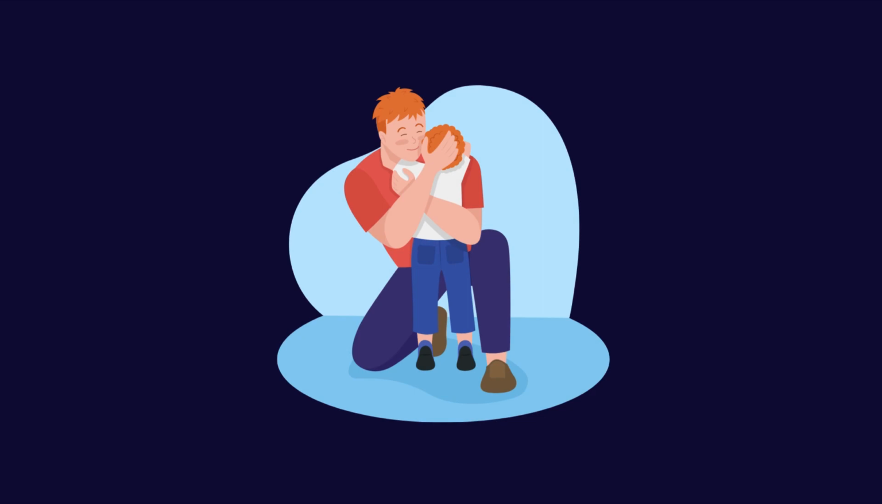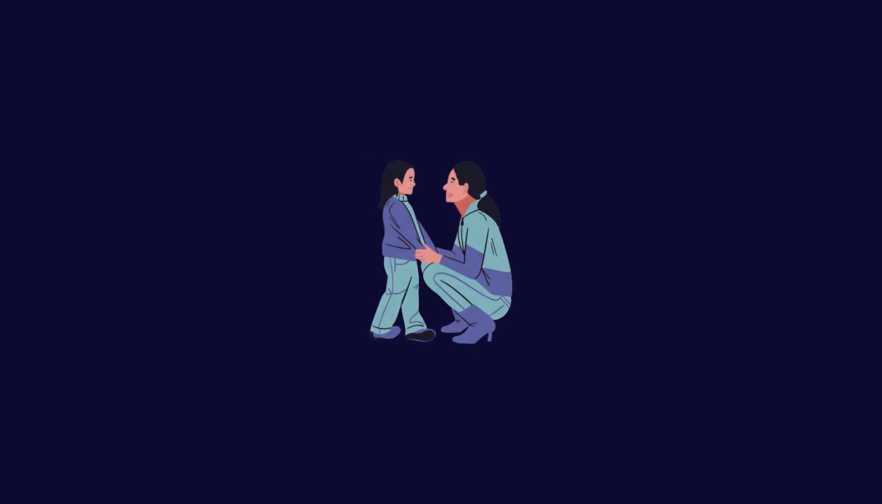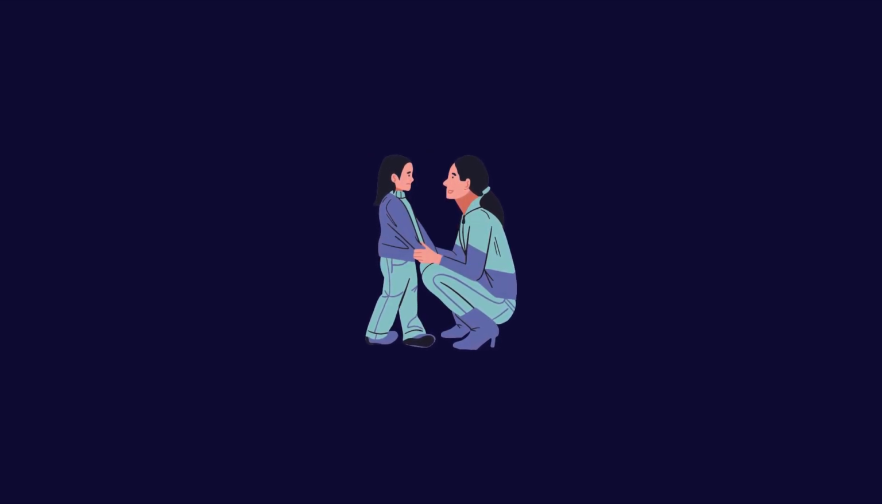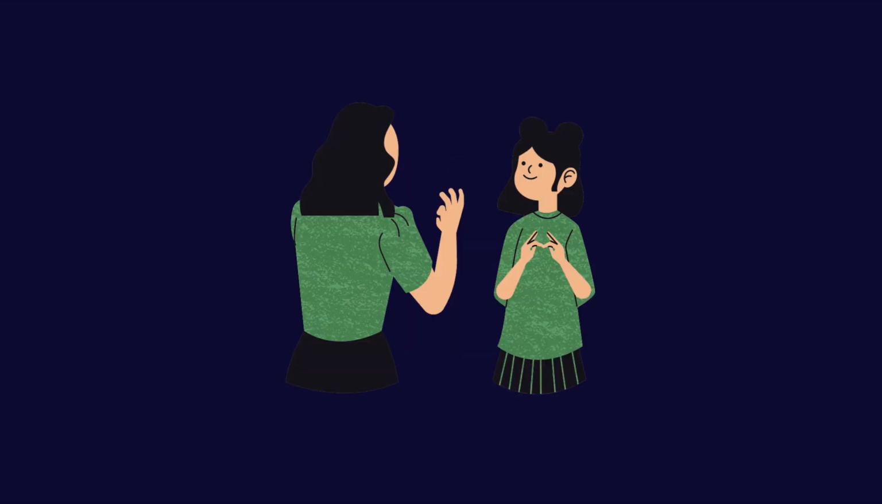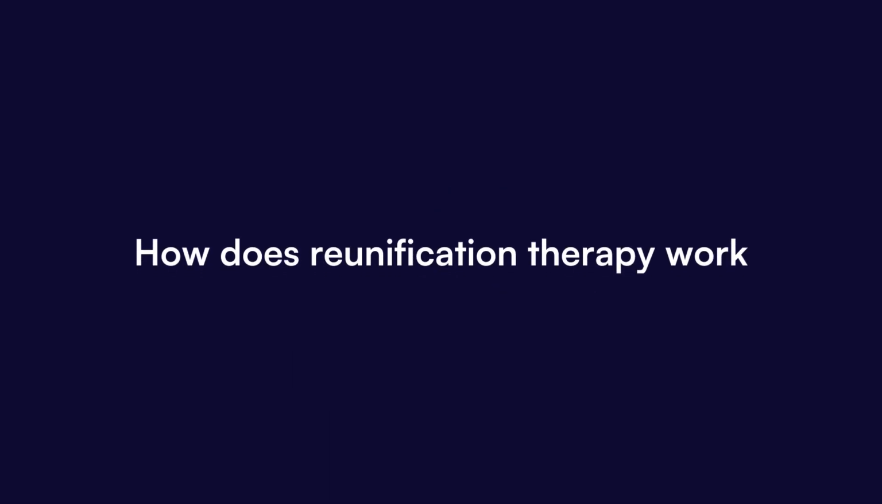Parental alienation involves one parent influencing a child to reject the other parent, often resulting in strained relationships and emotional distress for all parties involved. A skilled reunification therapist is pivotal in guiding families through this delicate process. They help bridge the gap between the child and the previously alienated parent, fostering an environment conducive to rebuilding trust and understanding. This is how reunification therapy works.